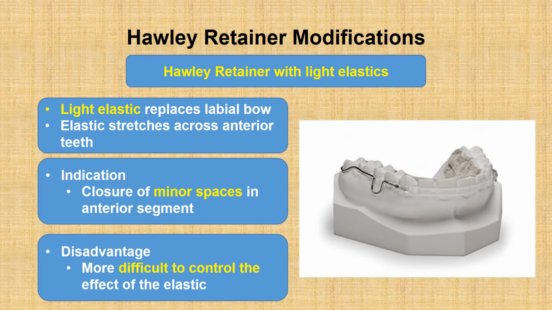Now the Hawley retainer can also be used with light elastics. In this modification, the elastic replaces the labial bow and the elastic will stretch across the anterior teeth as shown in this diagram. The indication is to close some minor spaces post-treatment in the anterior segment. The disadvantage is that the effect of the elastic is more difficult to control.